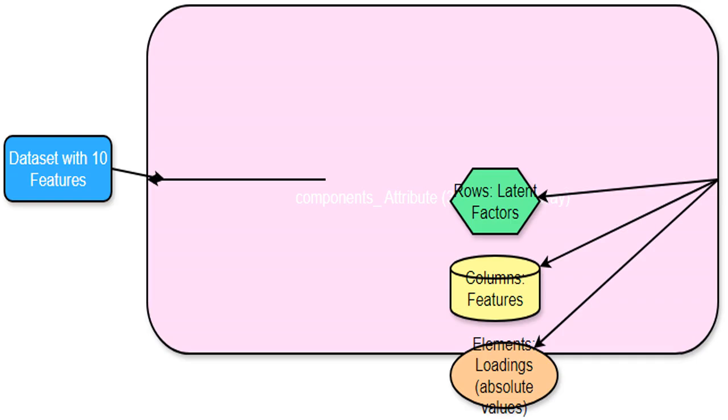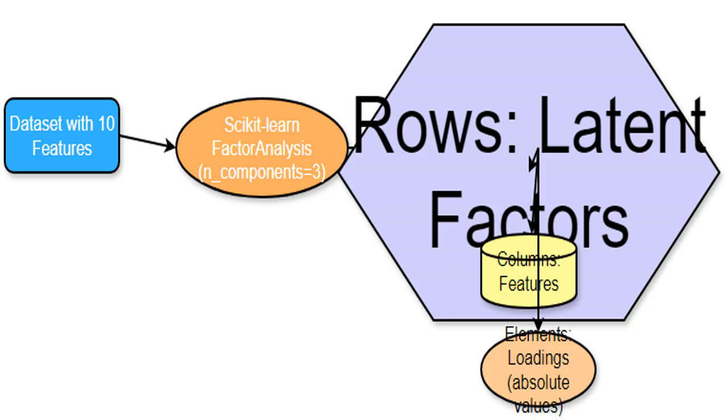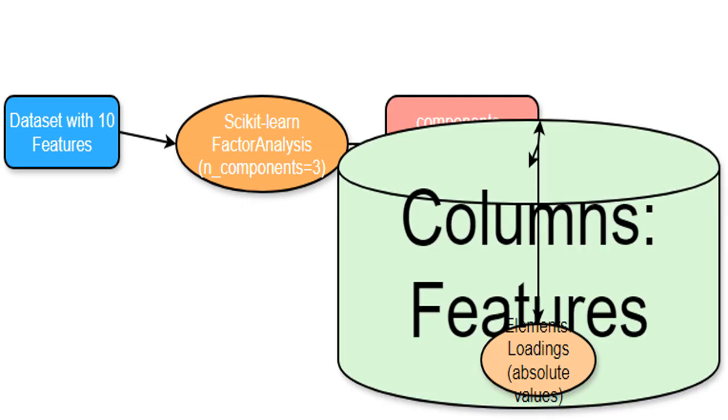The components underscore attribute is a table, a NumPy array, showing how strong the relationship is between each original feature and each of the 3 new factors. The table's size is 3 rows, 1 for each factor, and 10 columns, 1 for each original feature. Each row in the table represents one of the 3 newly discovered factors. These aren't directly observable but represent underlying influences on the original features. Each column represents one of the original 10 features.